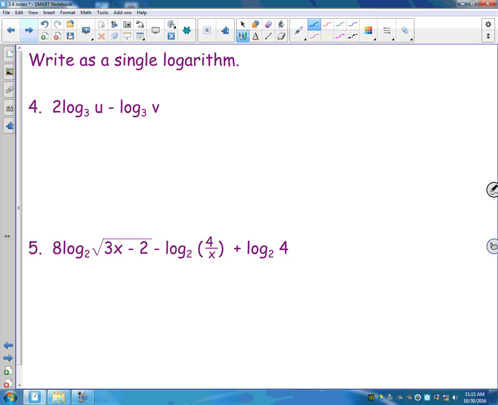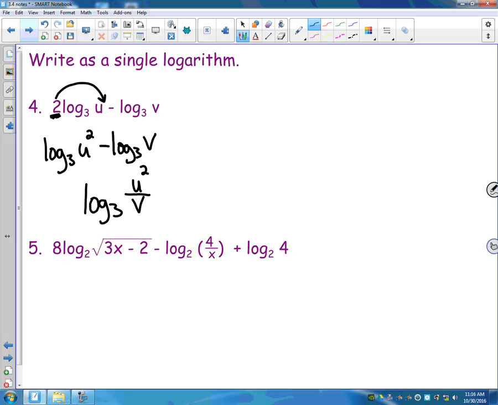So when I see this 2 in front, and some of you are going to be able to do this all at once, and that's okay, I'm going to do it in a few steps on this one, okay? So if I see a number here, the first thing I'm going to do is put it back as the exponent. So that would be log 3 of u squared minus log 3 of v. And then if I see subtraction, the point is to write logarithm one time here. I can put that back as division. So I can write that as log 3 of (u squared divided by v). So you should only have log written once when you're putting it back together.